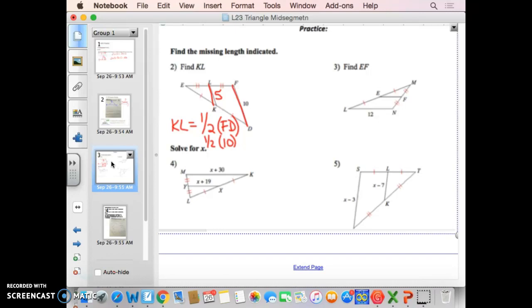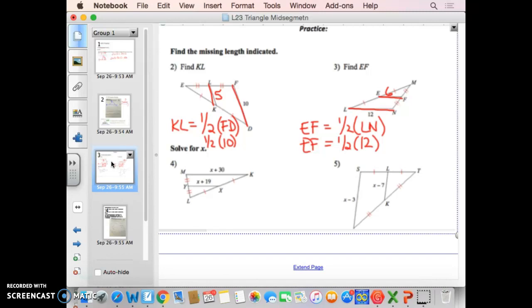Okay, so we want to find EF again. So EF, and we're going to compare it to LN. And we know it's a mid-segment because of the markings that are drawn here. And so we know that EF is going to equal 1/2 of LN. So EF is going to equal 1/2 of 12. And so this part right here is going to be 6.